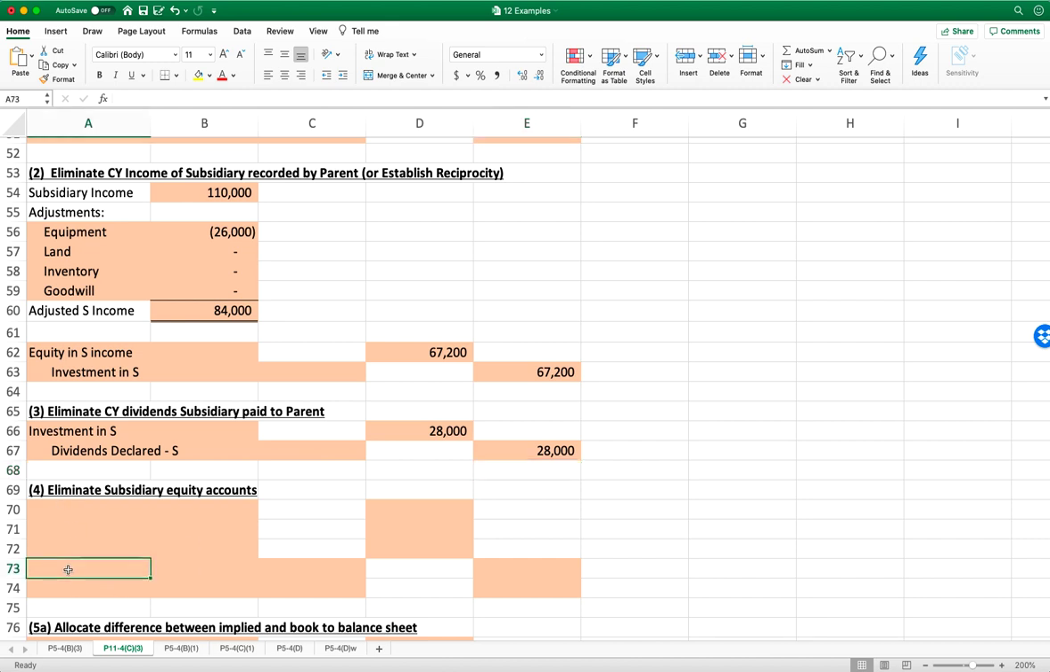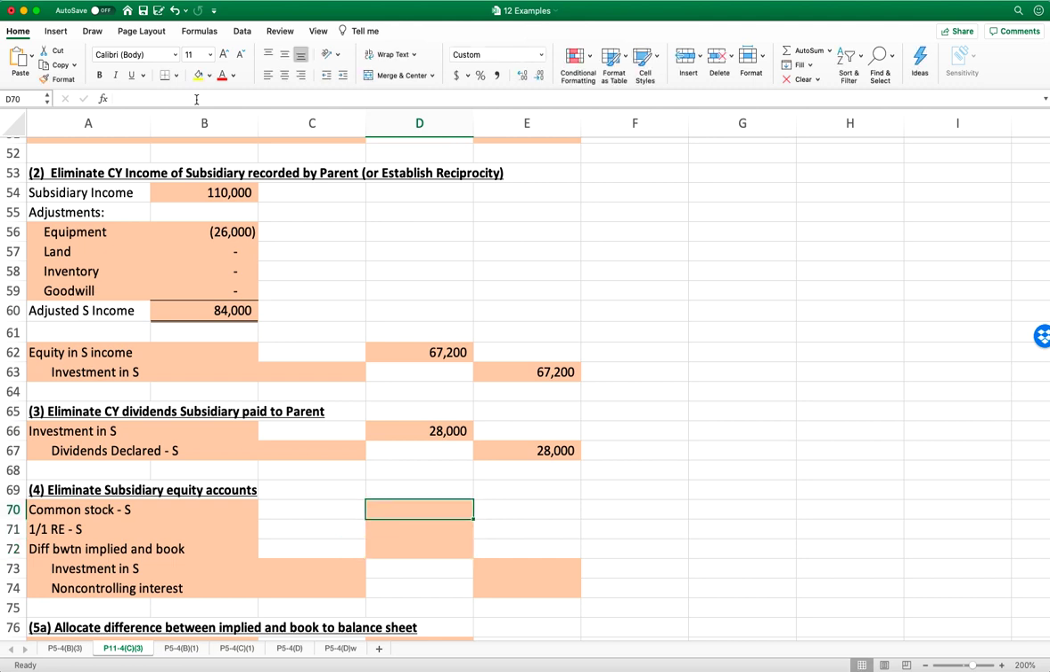Then we are going to allocate or eliminate our subsidiary equity accounts. Again, I'm going to enter our account names first and then talk about amounts. So we have investment in S. We had 2 equity accounts, common stock, and 1 retained earnings. These are both of our subsidiary. I should have specified that. Then, because we don't own 100%, we have a non-controlling interest. And our difference between implied and book is positive.